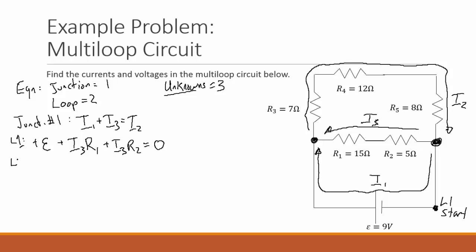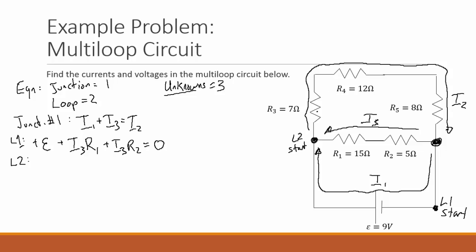And my second loop rule, let's do this one right here. I'll start from this point here, so I'll say this is L2 start. Go up, and just go in the direction of the current in all these cases. It'll be a little bit easier, so they'll all be subtracting IR.